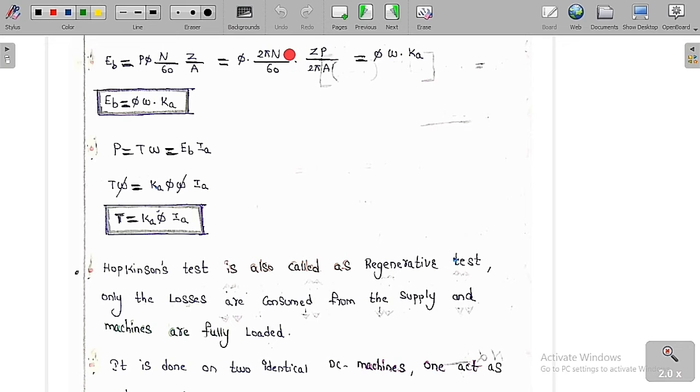This is called the omega, and this is the flux, and this is some constant K. You can call it any constant. Therefore Eb is equal to K into phi into omega.